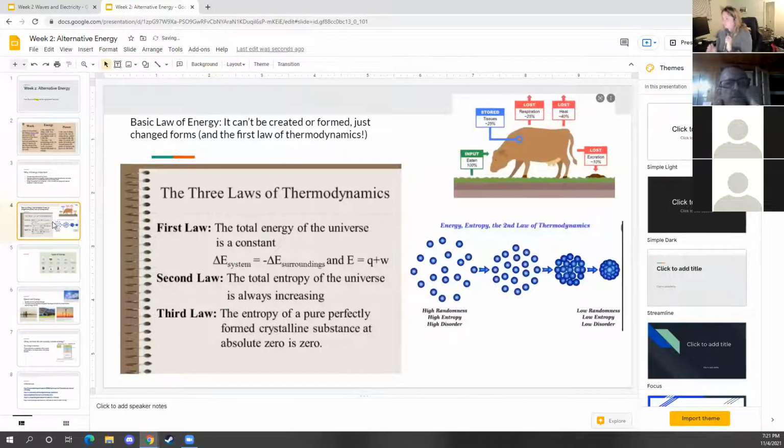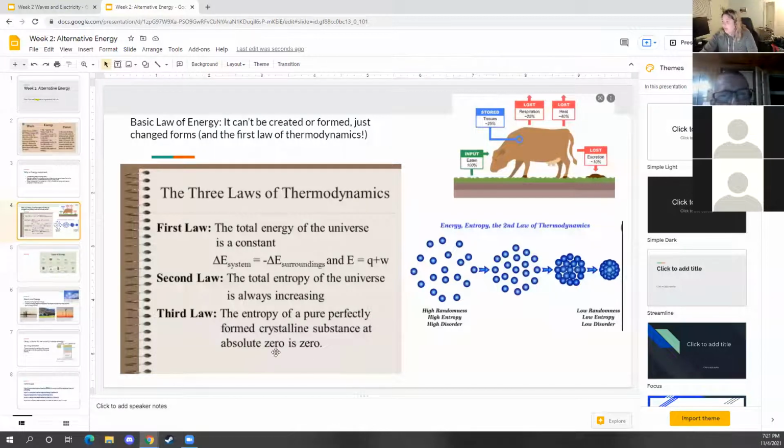We're going to start here. The basic law of energy, which I just stated, is that it can't be created or destroyed. It just changes forms, and this is called the first law of thermodynamics. In the first chapter, they talk about thermodynamics a lot. I've written here the three laws of thermodynamics, which we'll briefly cover. The first is what I just said: the total energy of the universe is constant. It makes sense with the basic law of energy, right? It can't be created, only changes forms.